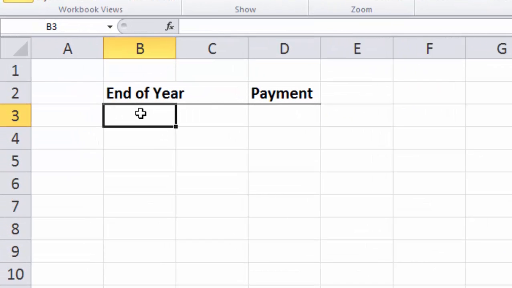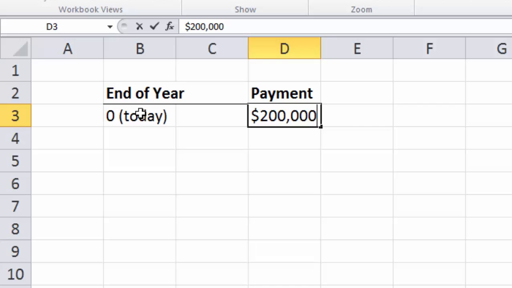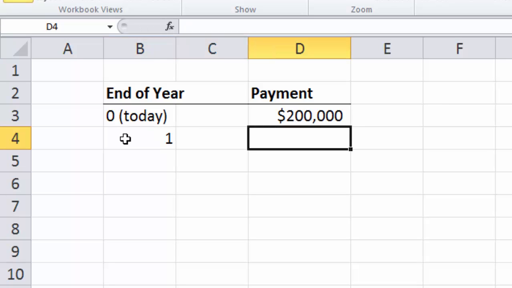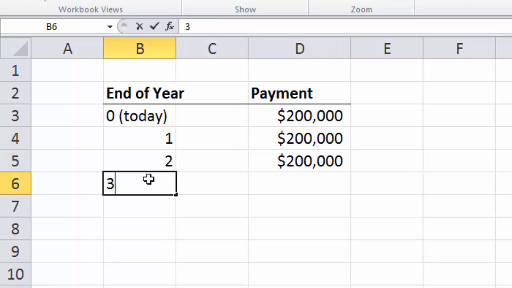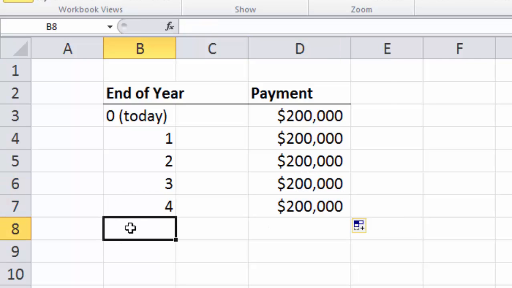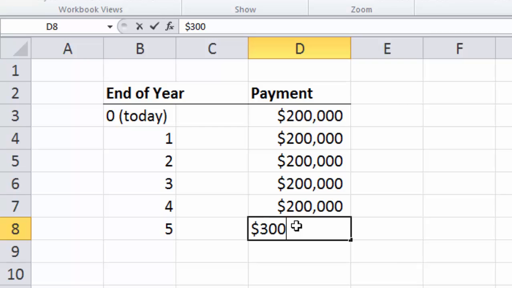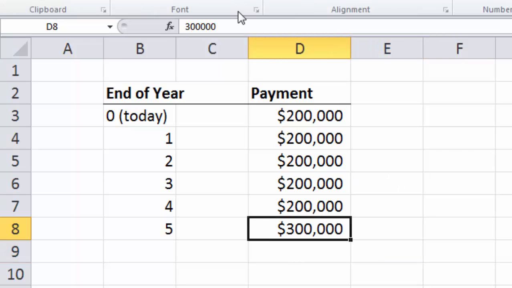I'm setting this up just like it appears in the book. The book says, problem 312, Ruth Nail receives 2 offers for her seaside home. The first offer is for $1 million today. The second offer is for an owner finance sale with a payment schedule as follows. End of year 0, which means today, she will get $200,000. Widen that cell so we can see that number. End of year 1, 1 year from now, she's going to get another $200,000. End of year 2, yet another $200,000. Notice how I can drag and drop that. End of year 3, yet another $200,000. End of year 4, yet another $200,000. And at the end of year 5, a balloon payment of $300,000.